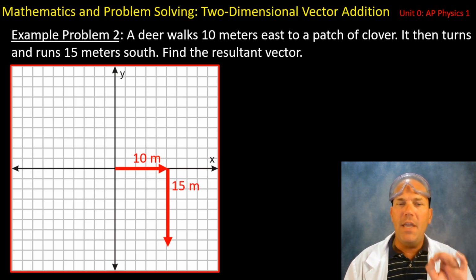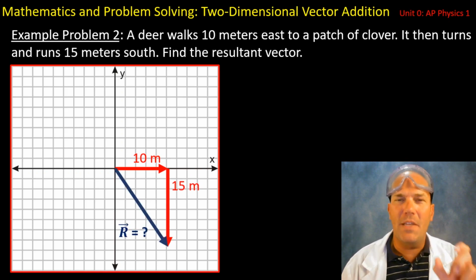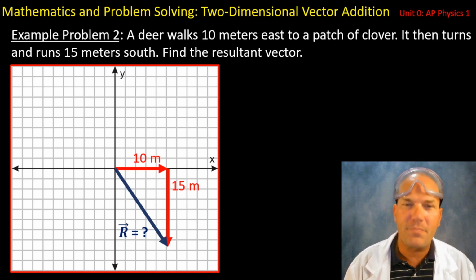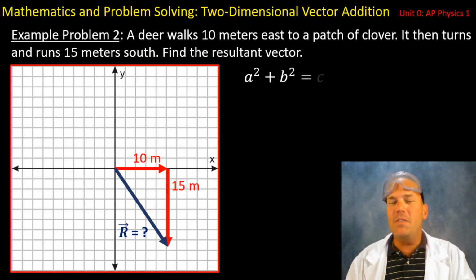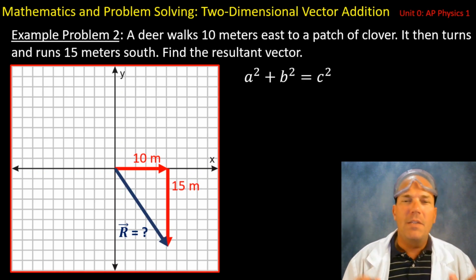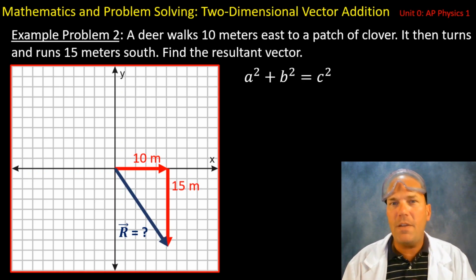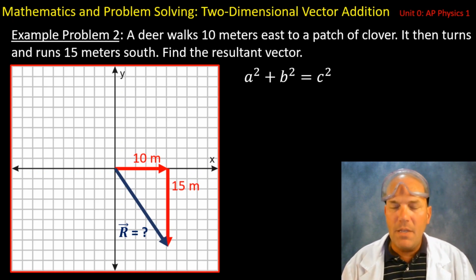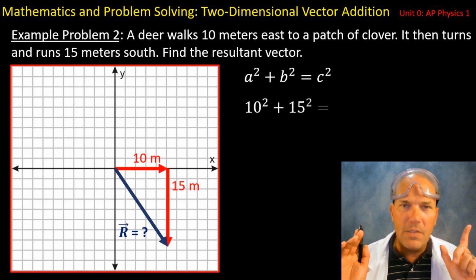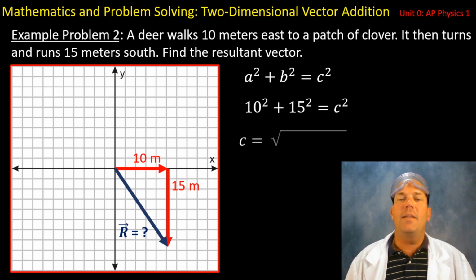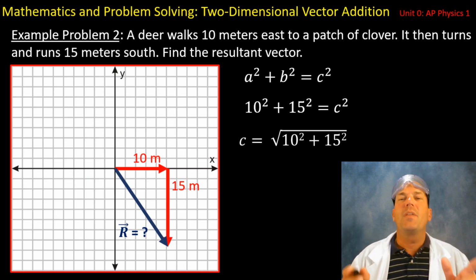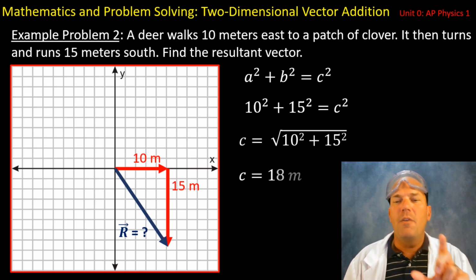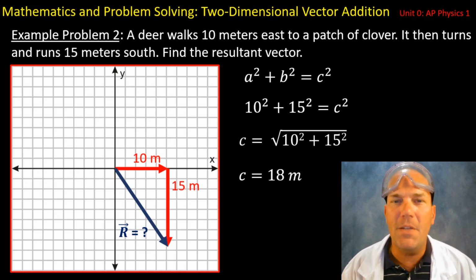Now you can see we have our hypotenuse, and the hypotenuse is the resultant vector. So we can use the Pythagorean theorem to solve for the resultant vector, which is the hypotenuse. We have A, we have B, so all we're going to do is square these and then take the square root, which is equal to our hypotenuse, or C, which is equal to 18 meters.